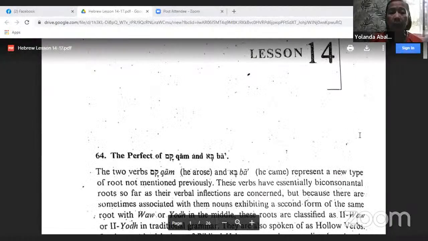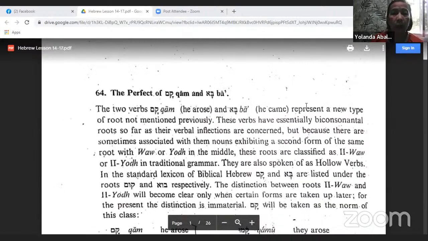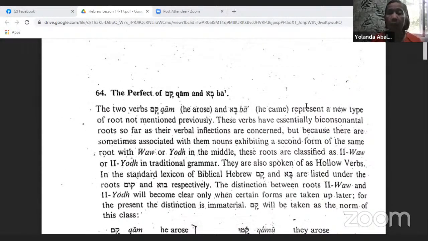Lesson dito, it's about the perfect verb.